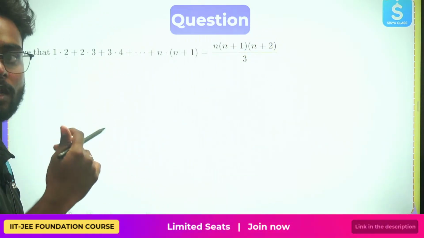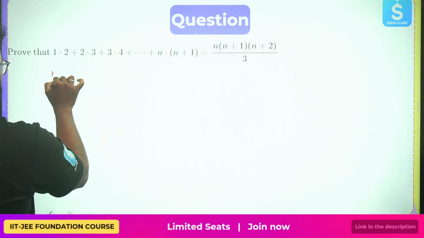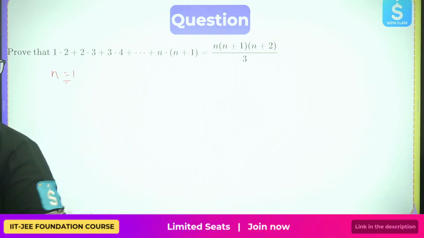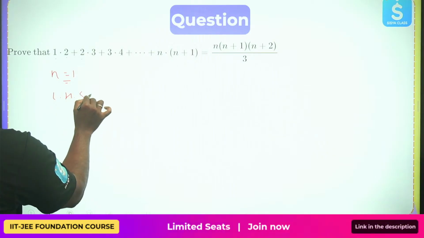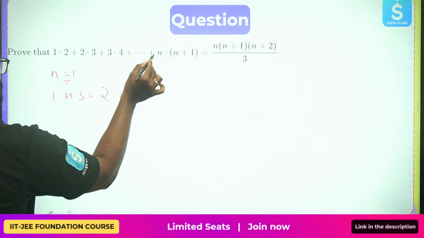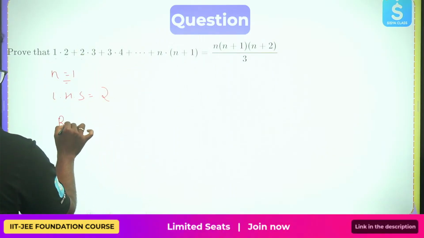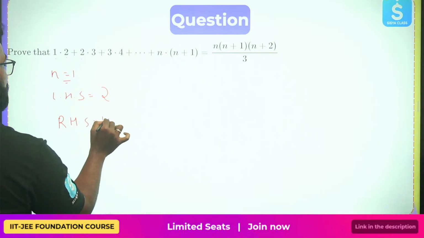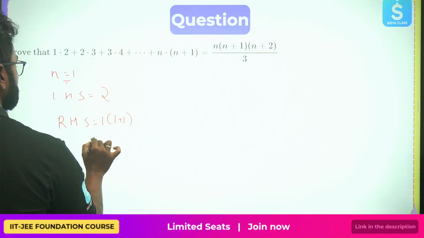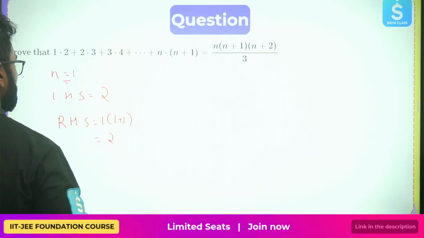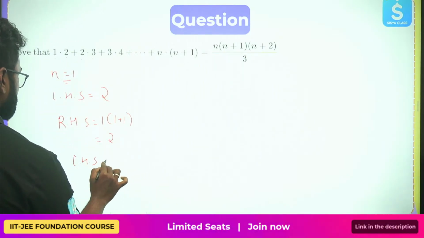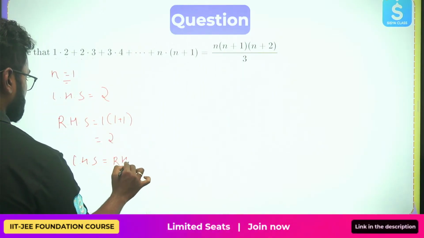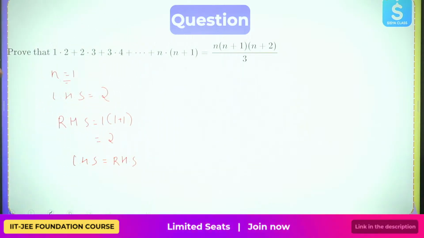Okay. What is my first step? I'll check n is equals to 1. What if I do? LHS I have first term 2. Now RHS, I have 1 into 1 plus 1 into 1 plus 2 by 3, that's equals to 2. Okay. Now I have this. So LHS is equals to RHS. Now what can I do here?